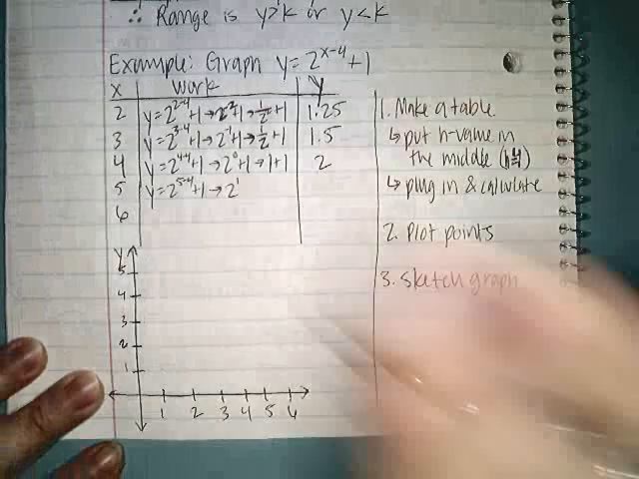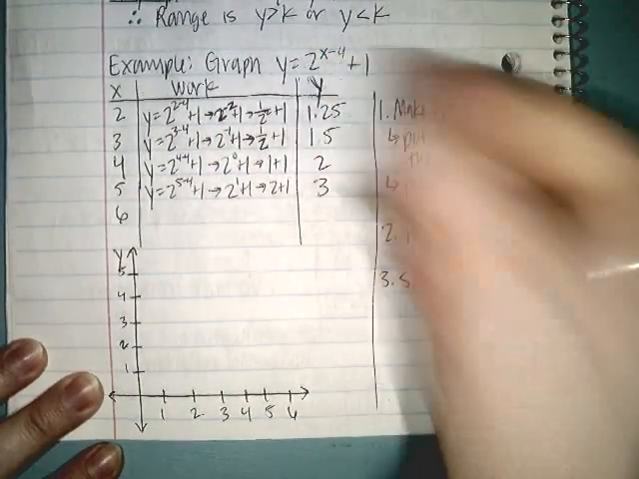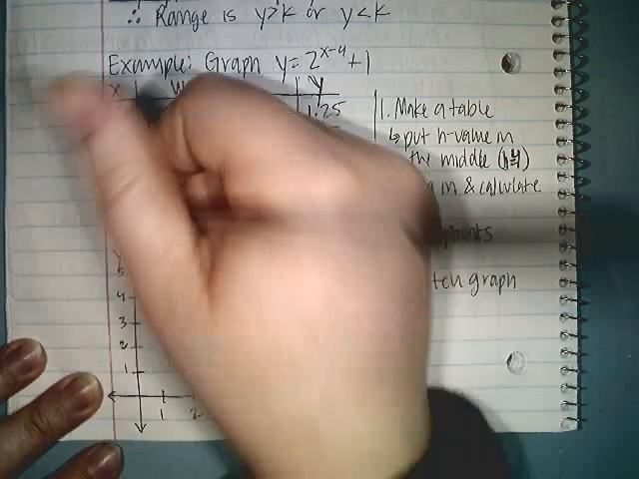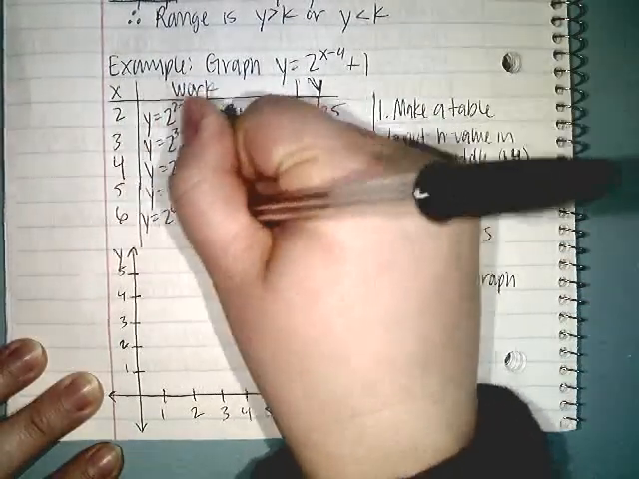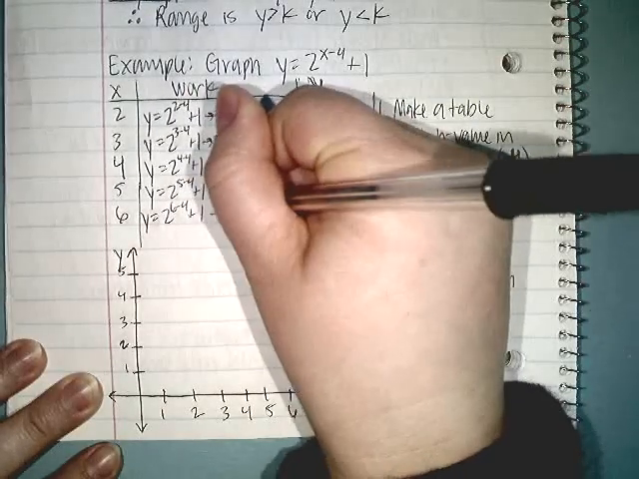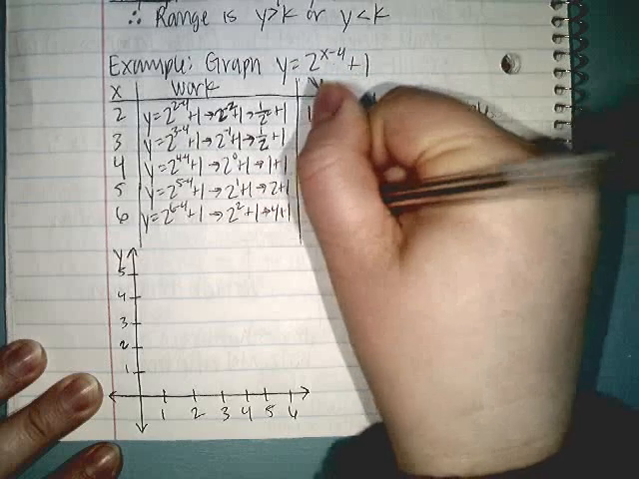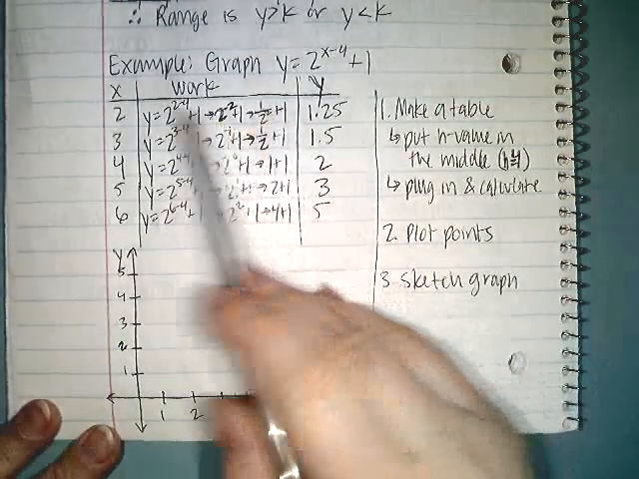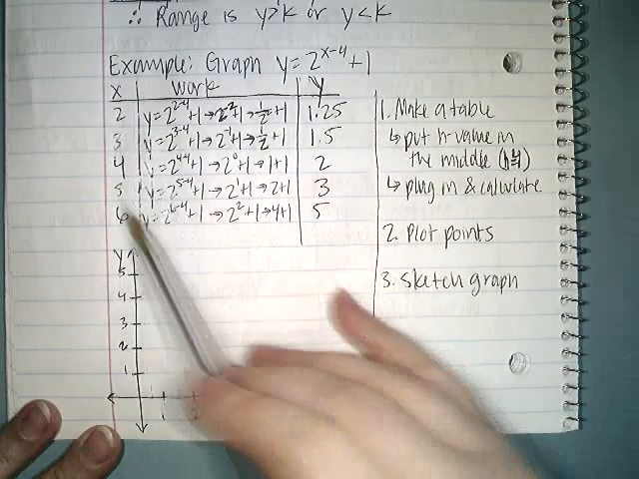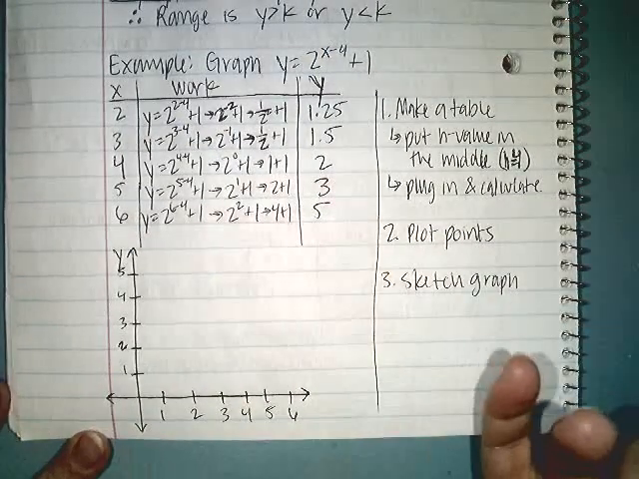So I have 2 to the 1 plus 1, which is just 2 plus 1 or 3. And last but not least, I have 2 to the 6 minus 4 plus 1, which is 2 to the 2 plus 1, or 4 plus 1, 5. All right, so for all of these, all I did was plug in my x value to the exponent here and calculate it out, and then I'm plotting my points.